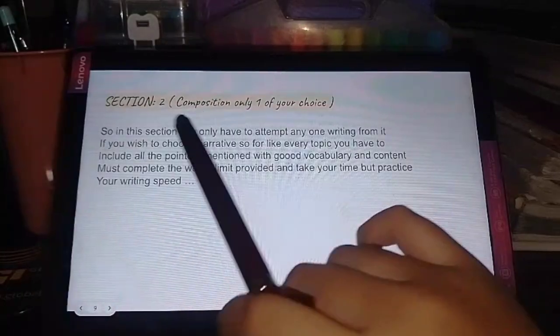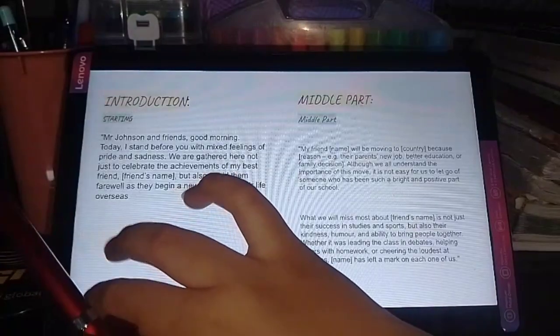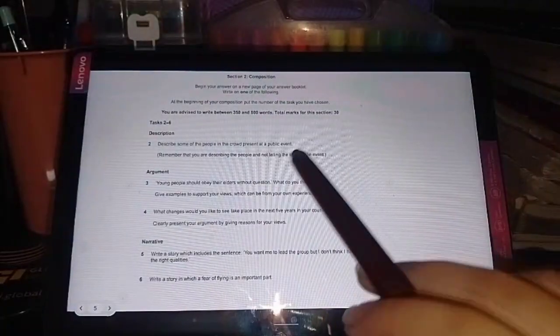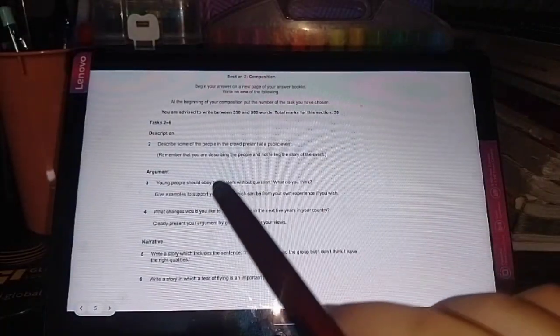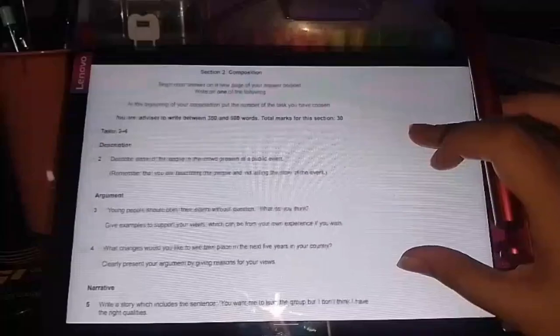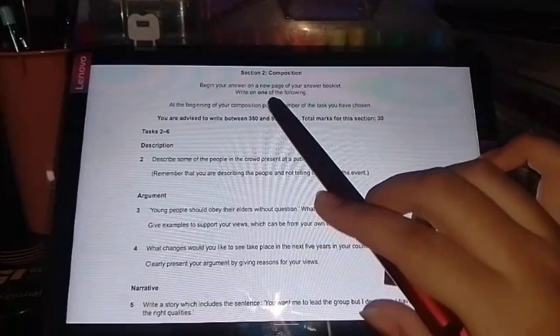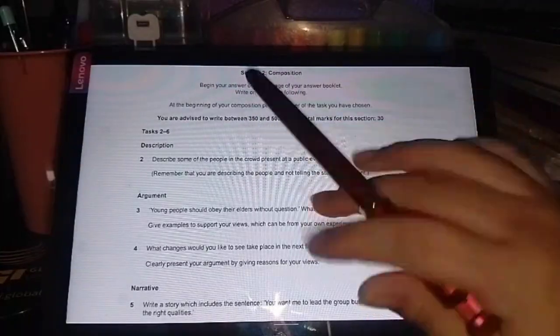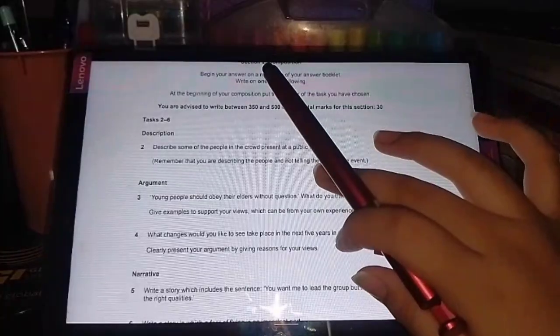Now this is session 2, and we're going back to session 2. This is your session 2, the composition session, the writing session. Begin your answer on a new page of the answer booklet. Write on one of the following, any one from these 3. Okay, 3, I thought it was 4.